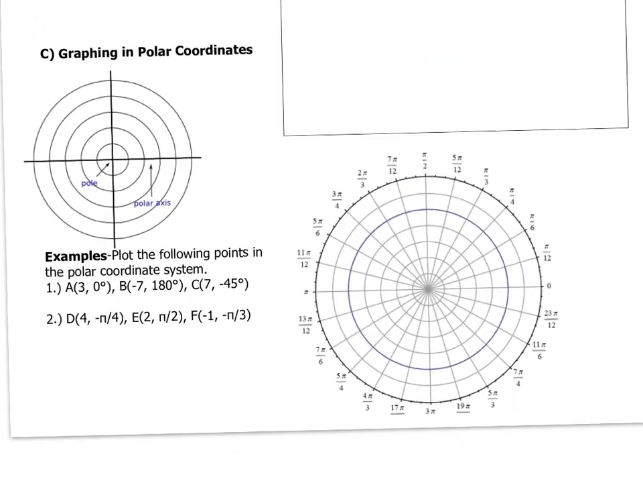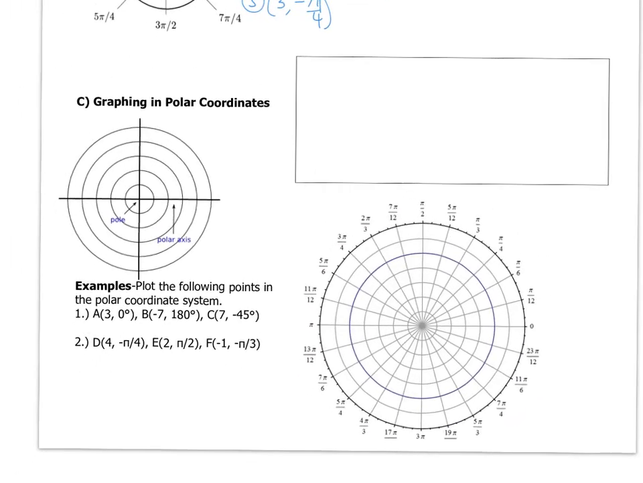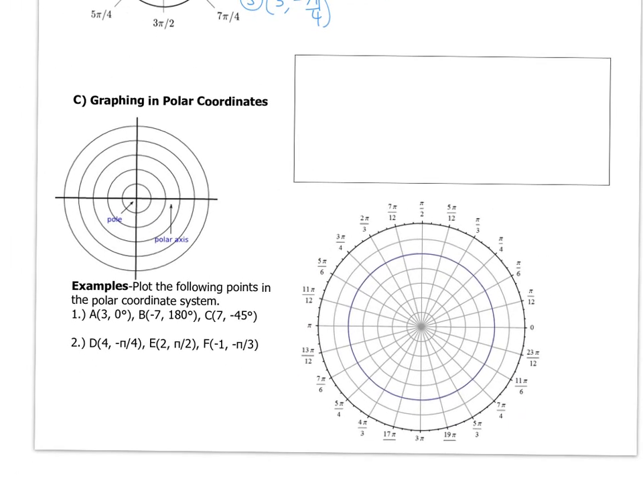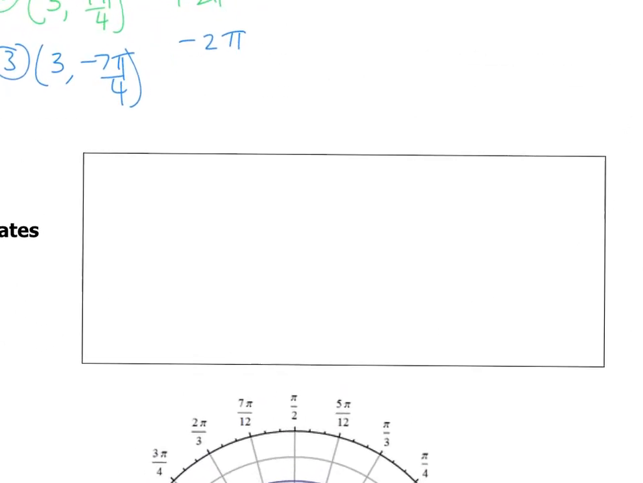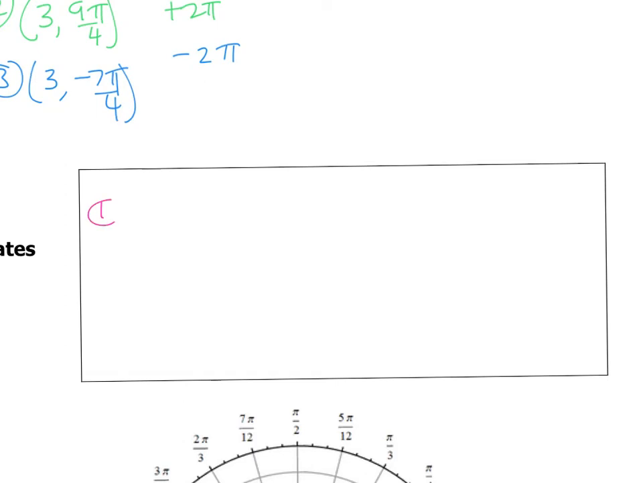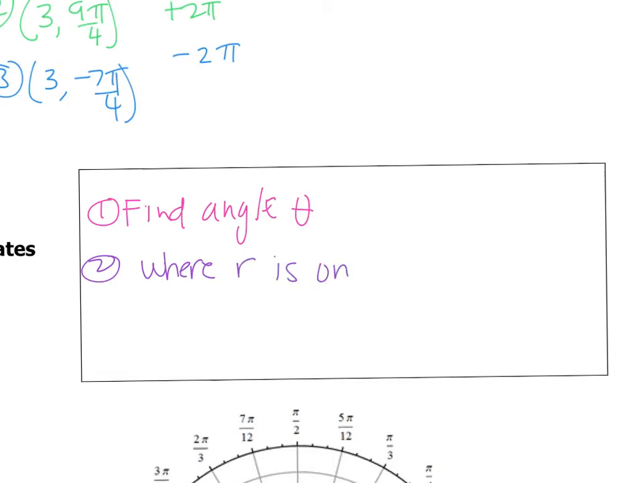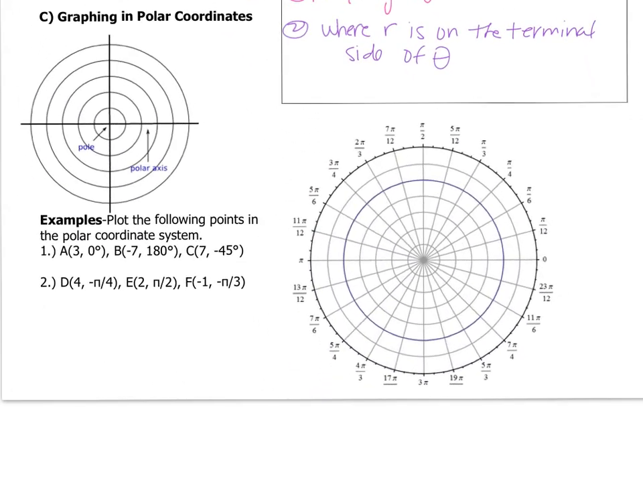Next, looking at graphing in polar coordinates. The first thing that we are going to do when we graph is first find the angle theta. After we find the angle, then we are going to locate where r is on the terminal side of theta. So do the angle first and then the radius. I know it seems kind of backwards.